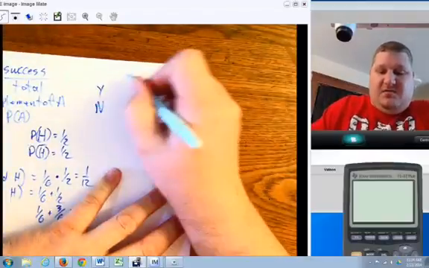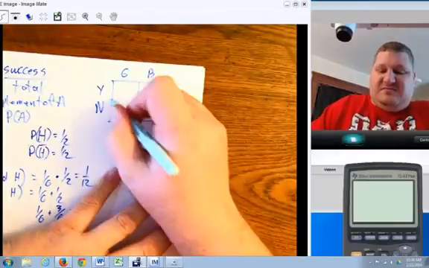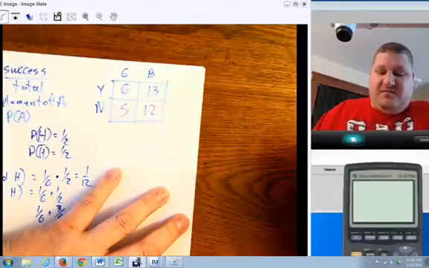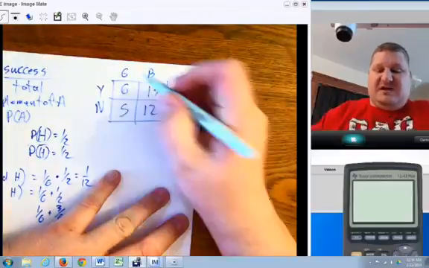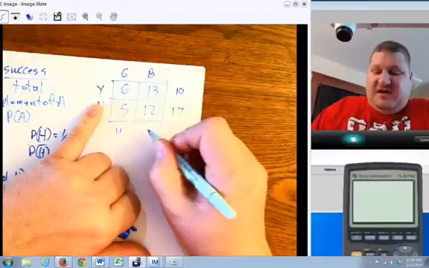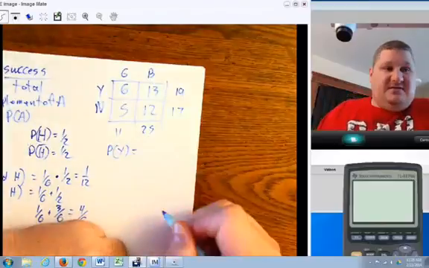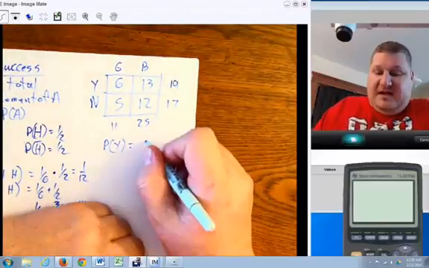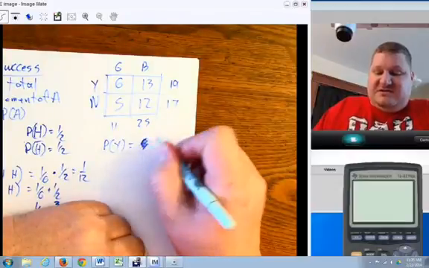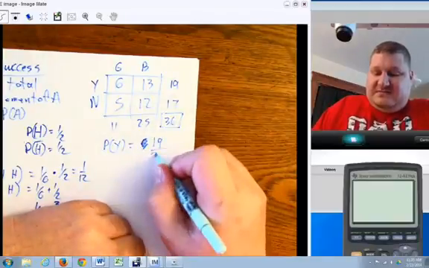Yes, no, green, black. And if I have a chart something like this, 6, 5, 13, 12, somewhere in that ballpark. Now, of course, I could find my totals here. I have 19, I have 17, I have 11, I have 25. If I want the probability of just yes, then I'm going to be looking at probability of just yes, 19 out of 36.